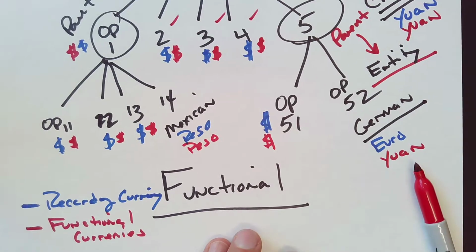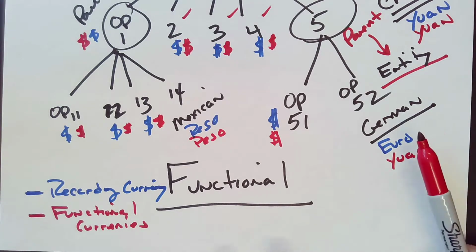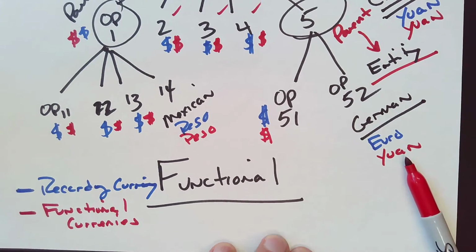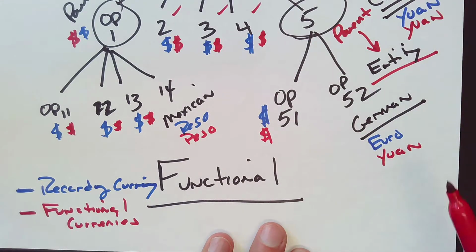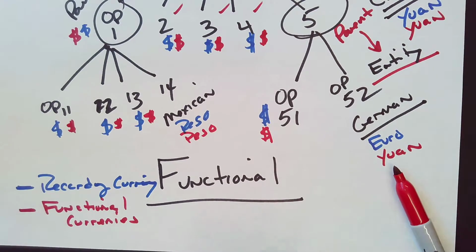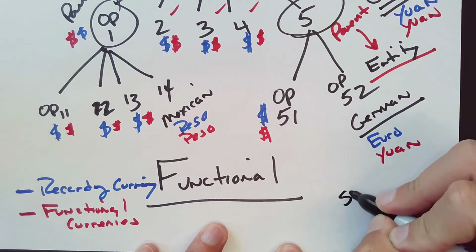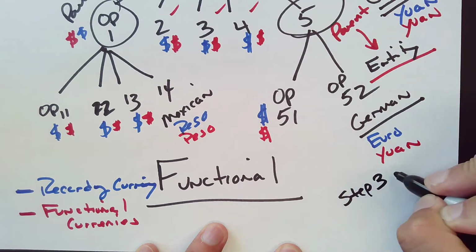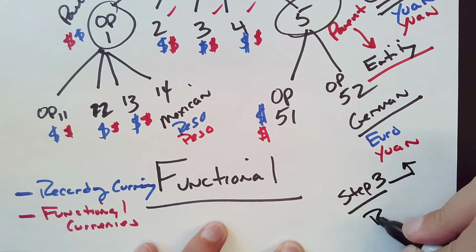Here is where I throw the spanner into the works, if you will. Here, the recording currency is the euro, but we determine that the functional currency is the yuan because of the Chinese parent's influence over this German subsidiary. So this entity has to go through step 3 in Deloitte's plan. This has to be remeasured.